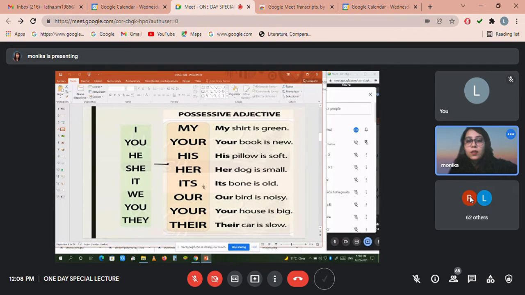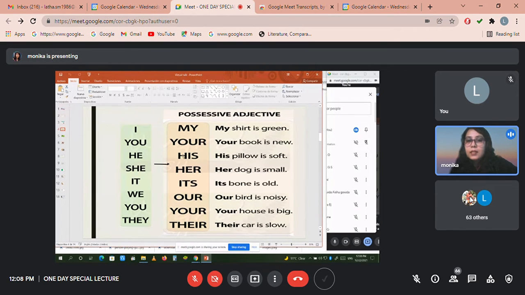So let's take an example. If you're talking about any animal or any non-living thing, then you will be talking about its. So its is the possessive adjective for the subject or pronoun it. Our is the possessive adjective for the subject we. Your is the possessive adjective for the subject or personal pronoun you, and their is for they.